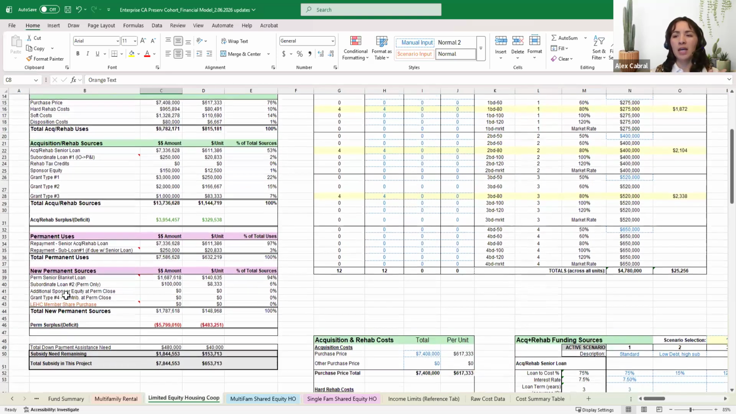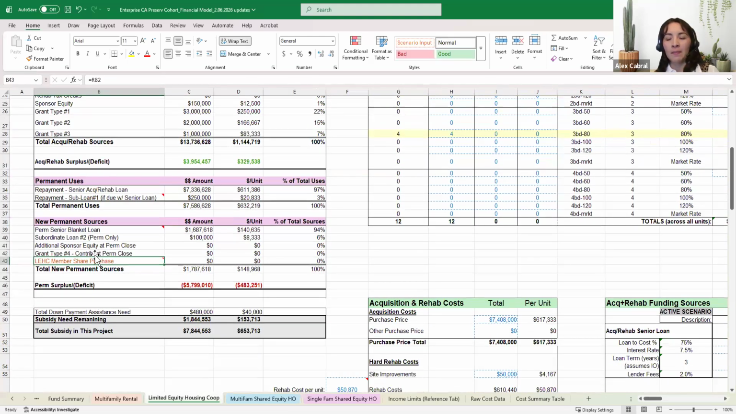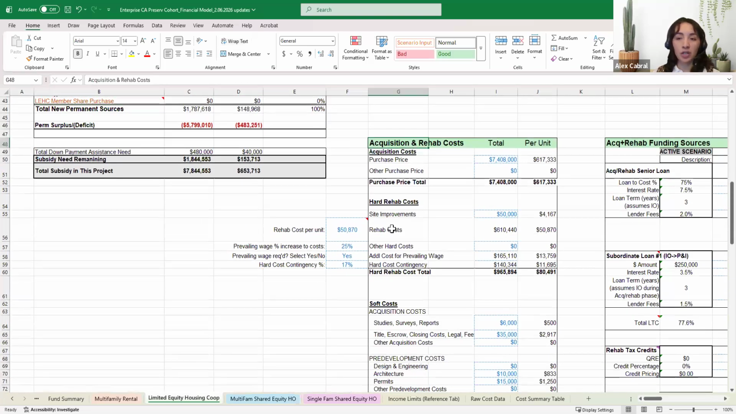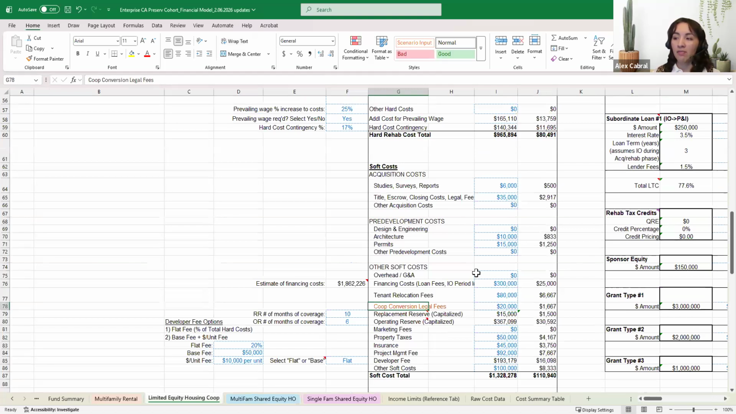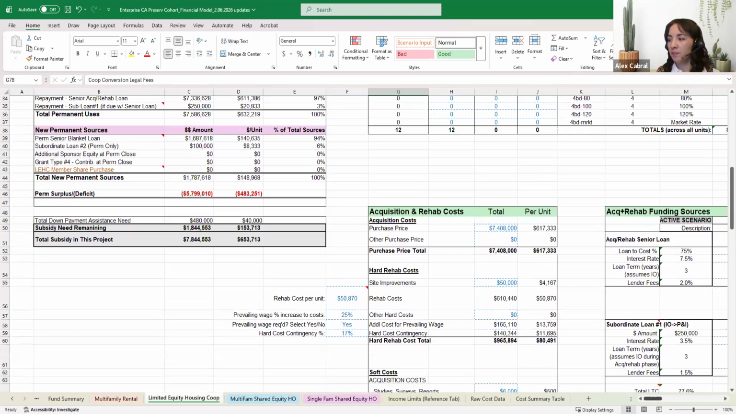This only pops up a couple times. You'll see that we have, let me zoom in here, a new permanent source that is limited equity co-op member shares. And you can read more about this and how this works in the glossary section. But this is a funding source for limited equity housing co-ops. You'll see that in the acquisition and rehab costs, we have co-op conversion legal fees, right? In addition to what would be your typical legal fees.